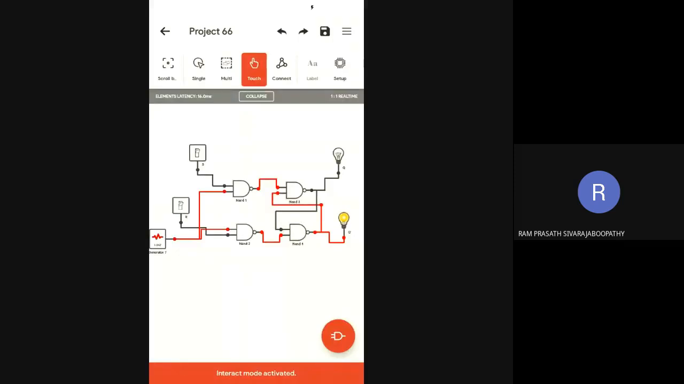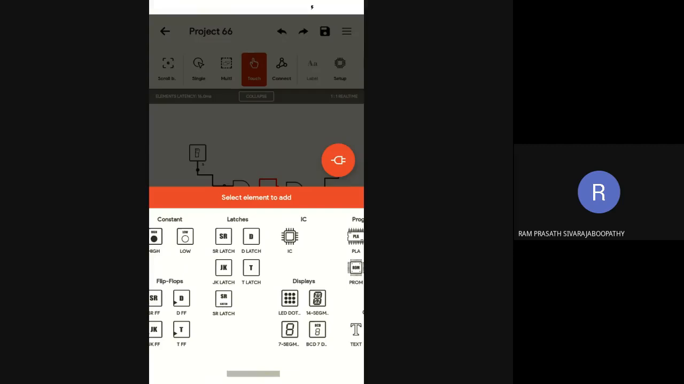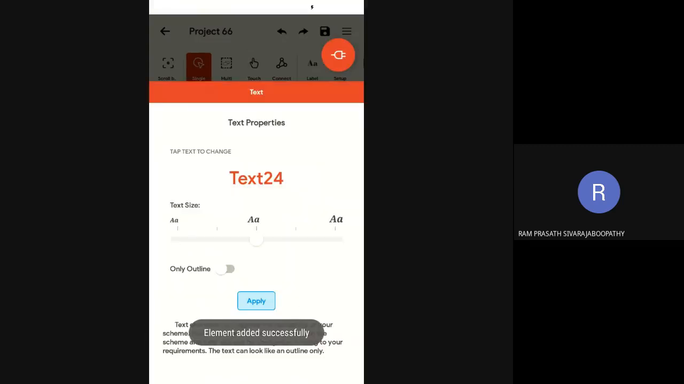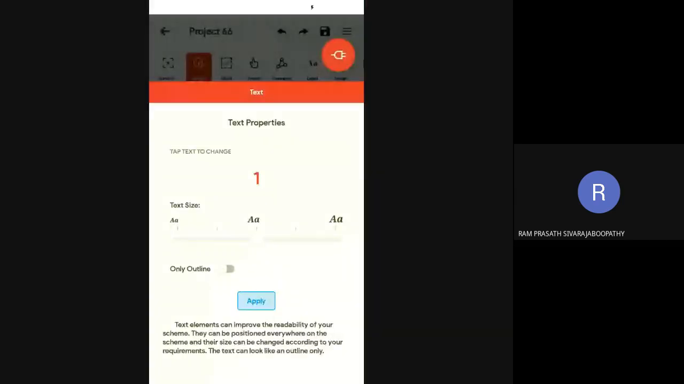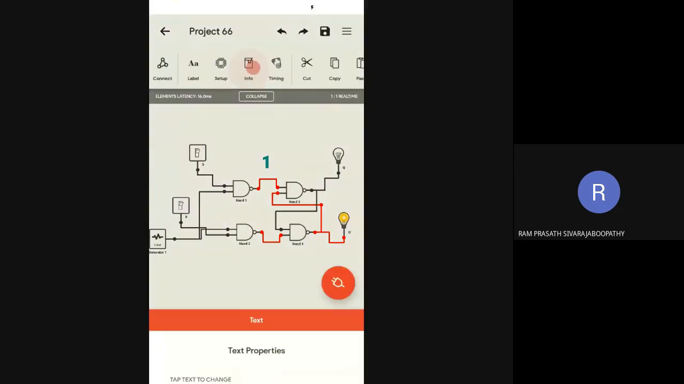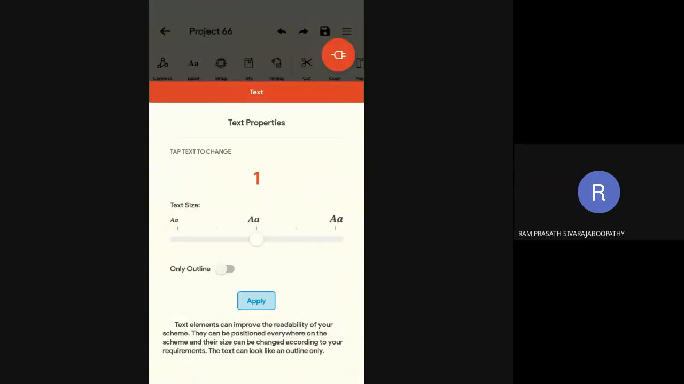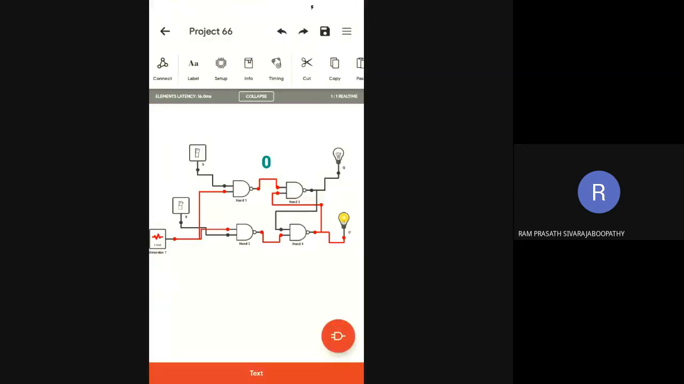Then what will be the output of the NAND gate? I will mark it with some label. I will mark it using text. Wait a minute. So 1, sorry, here we will be getting 0. Here also we will be getting 0.